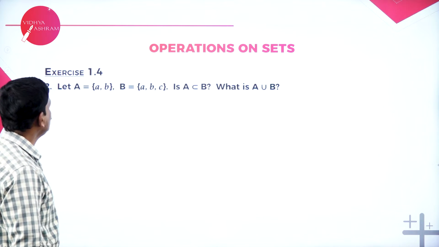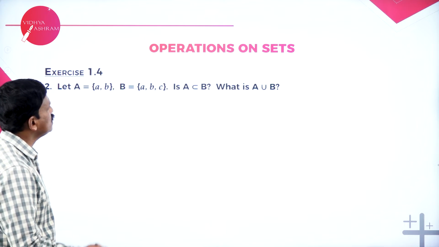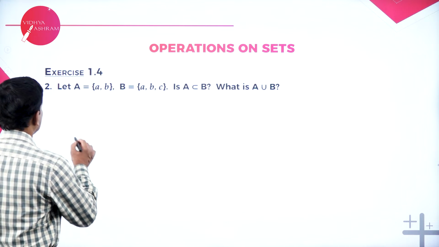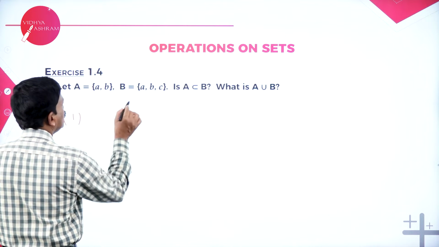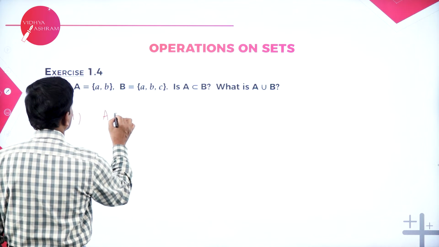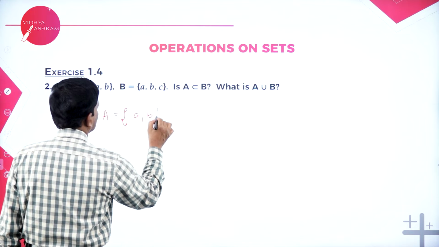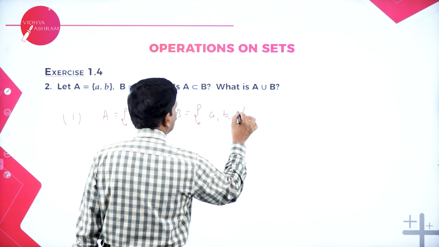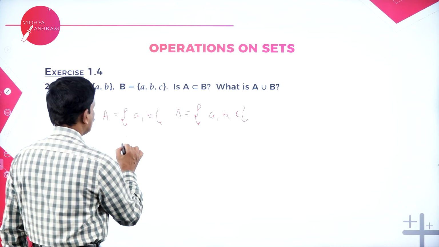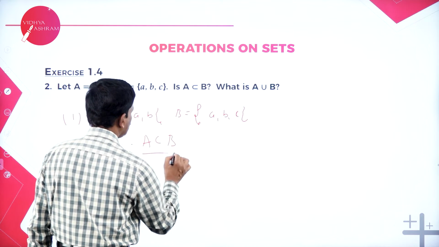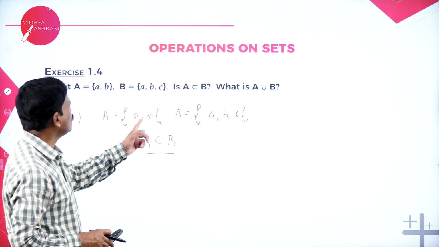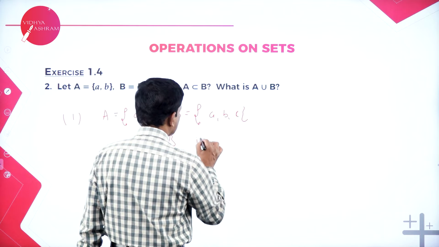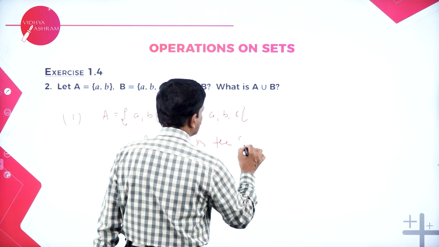If A is equal to {a, b} and B is equal to {a, b, c}, is A a subset of B, and what is A union B? Now, first condition, verify whether A is a subset of B. A contains a, b and B contains a, b, c. So, A is the subset. Therefore, A is the subset of B because all the elements of A are the elements of the set B.